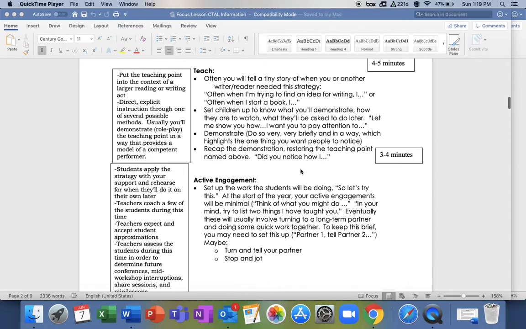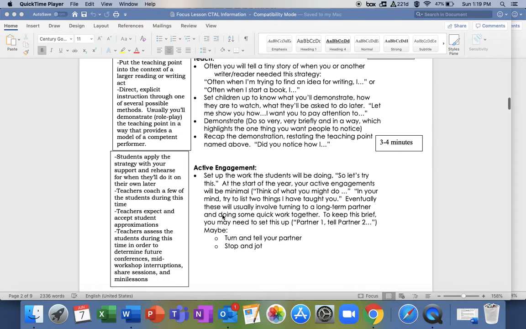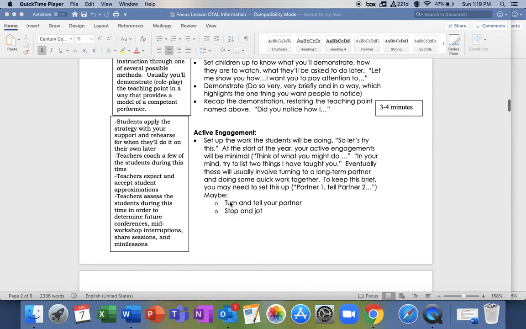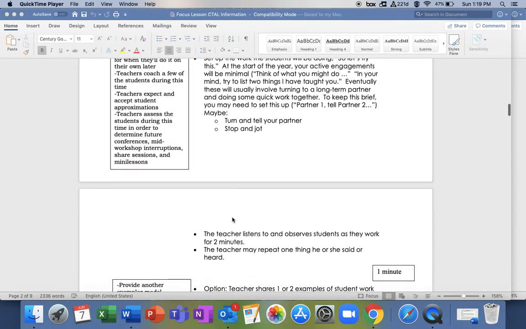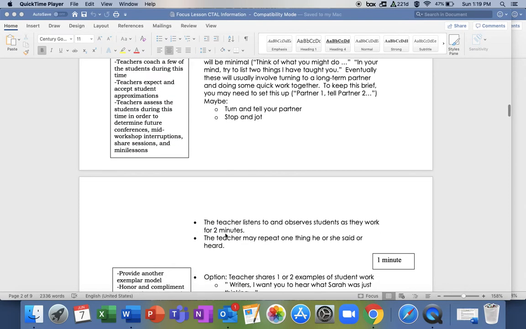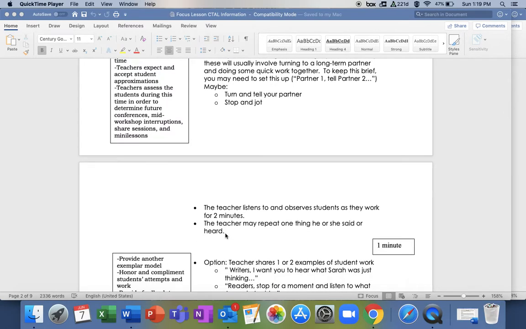The active engagement is 3 to 4 minutes. Again, this is setting up the students to be successful in their independent time, and it also gives you some examples of what you could ask students to do during this time. I would also encourage teachers during this time to lean in to what the students are sharing and what they are doing. That gives you an idea of whether they are getting it.